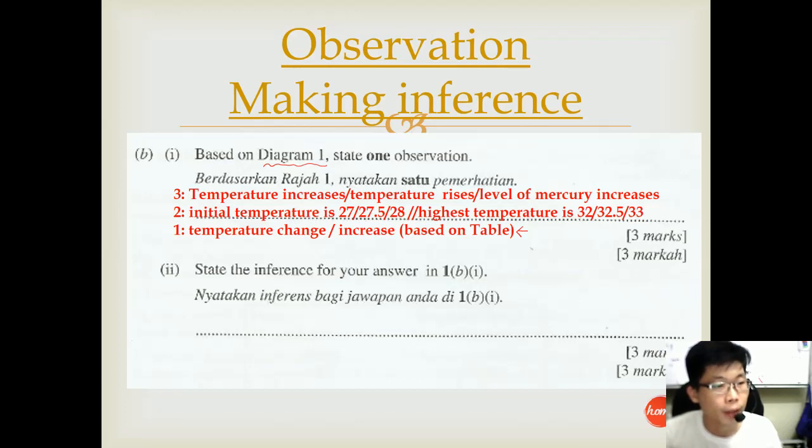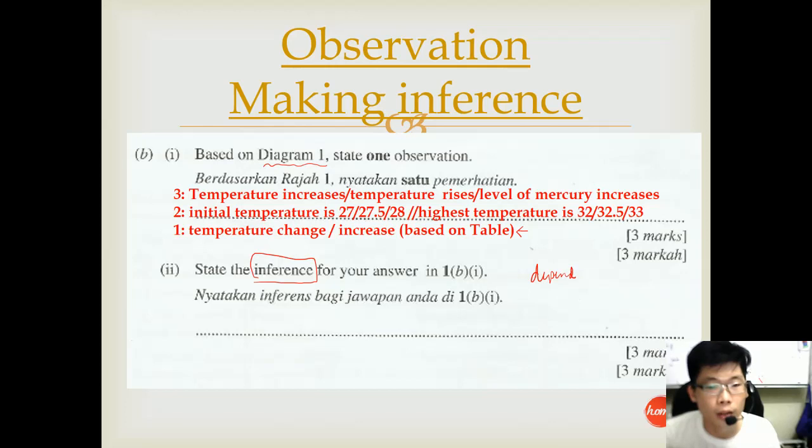Okay, now after the observation, it must be followed by inference. Okay, so inference in chemistry and biology is not unlike the one in physics. In physics, the student need to write the keywords depends.